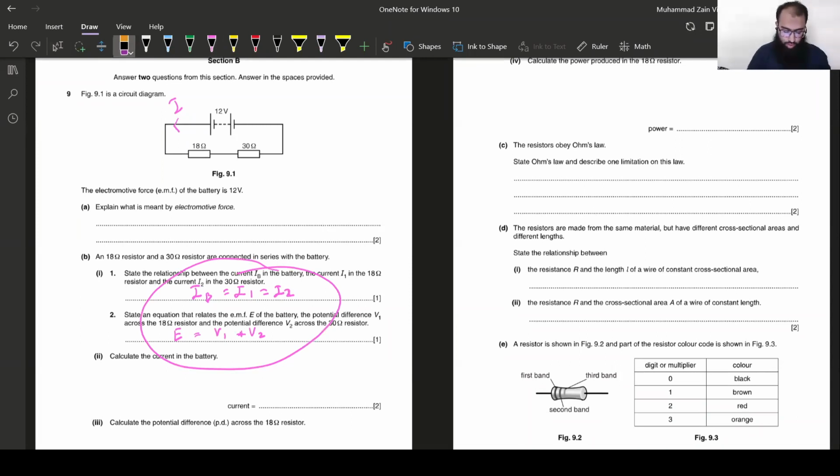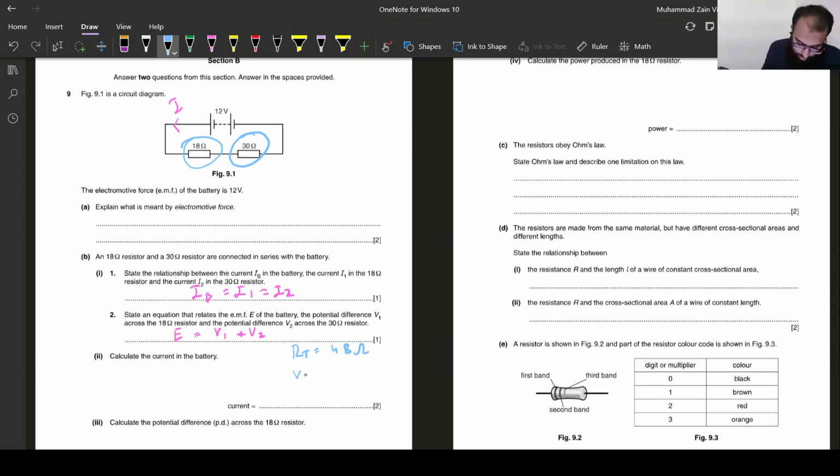How does the potential difference and current relate in a series circuit? Calculate the current in the battery. Now I need to find the current in the battery, which would also be the same as the current in the whole circuit. So what's the total resistance of my whole circuit? The total resistance of my circuit would just be the sum of this 30 ohm resistor and this 18 ohm resistor. So the total resistance would be 48 ohms.